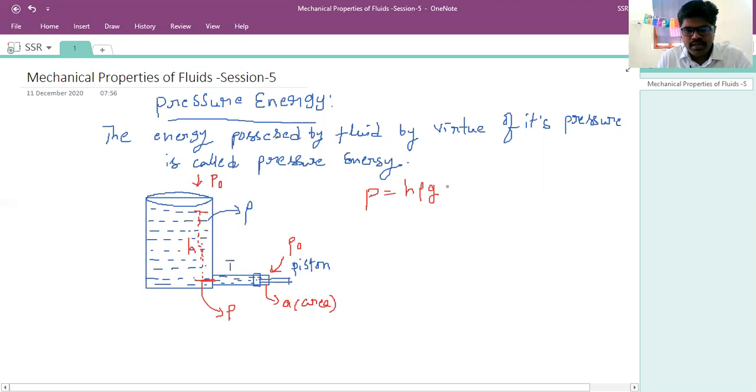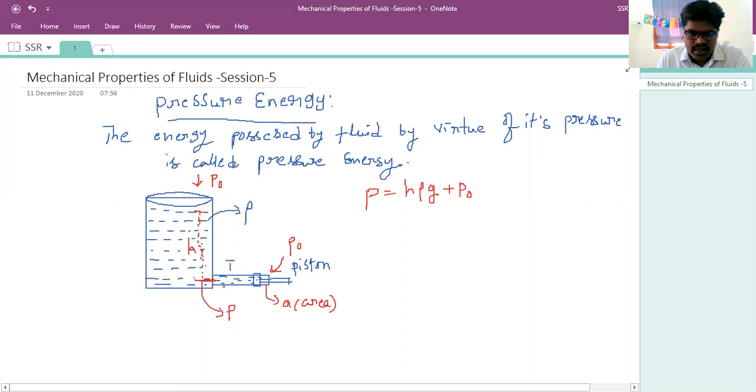Suppose we add atmospheric pressure also: P is equal to P naught plus H rho Z. Right. Now suppose for this piston we want to calculate the pressure energy. That means we need to do certain work, and that work will be stored as its energy. Suppose this piston has to move slowly. First of all, before moving the piston, we need to calculate how much force is acting on the piston.